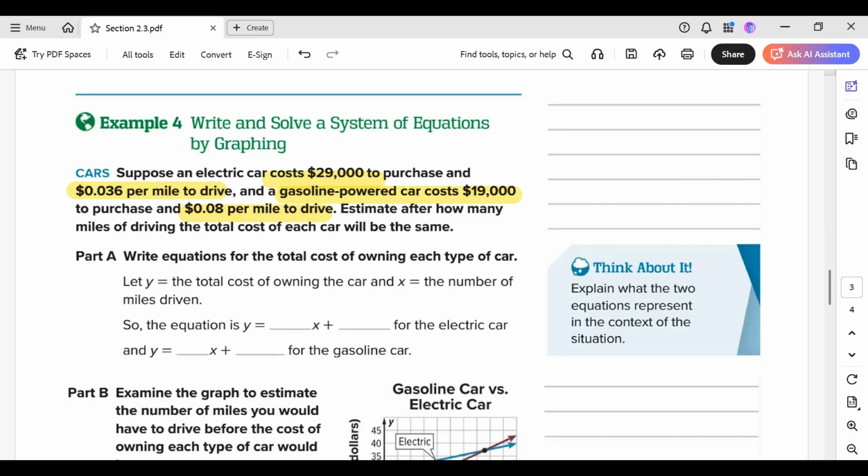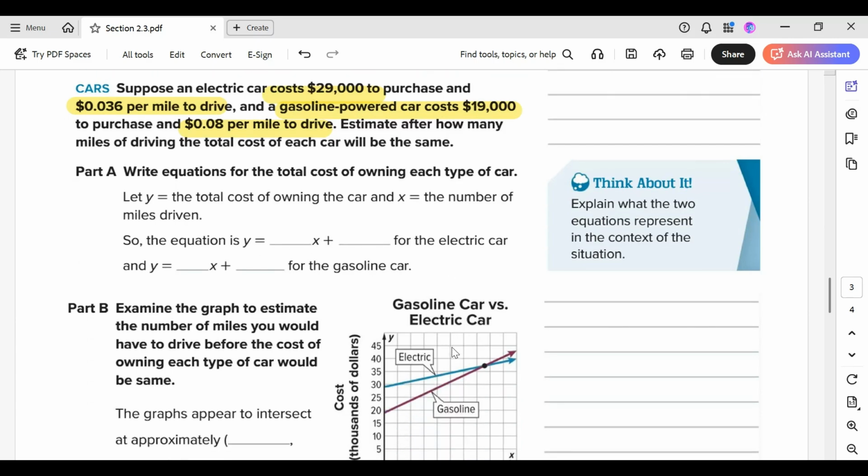So first thing we're going to write is your equations, and it says let y equal the total cost of owning the car and x the number of miles driven. So the equation for the first one is 0.036x plus 29,000, because that is your electric, and then 0.08x plus 19,000 for the gas-powered one.